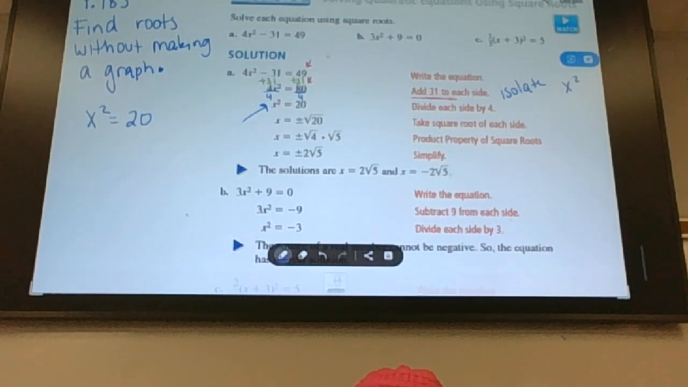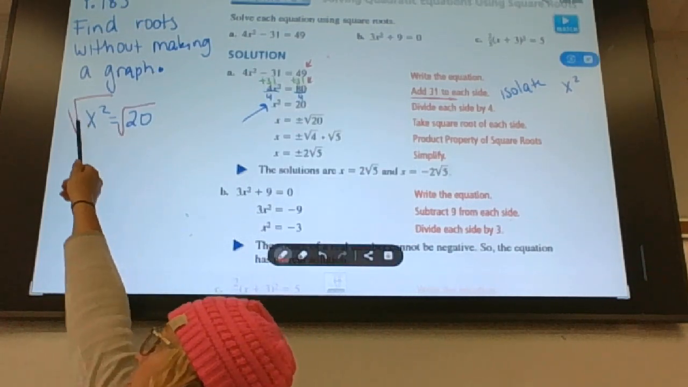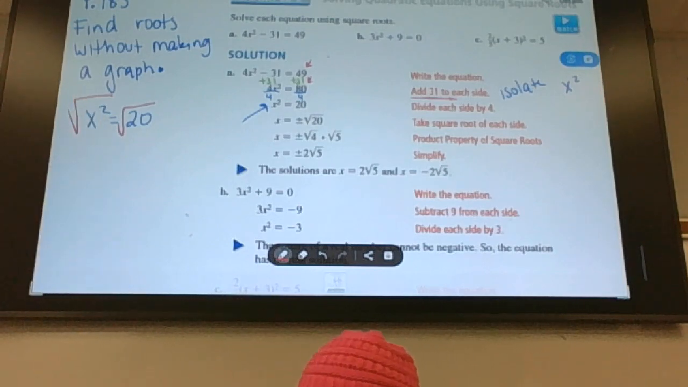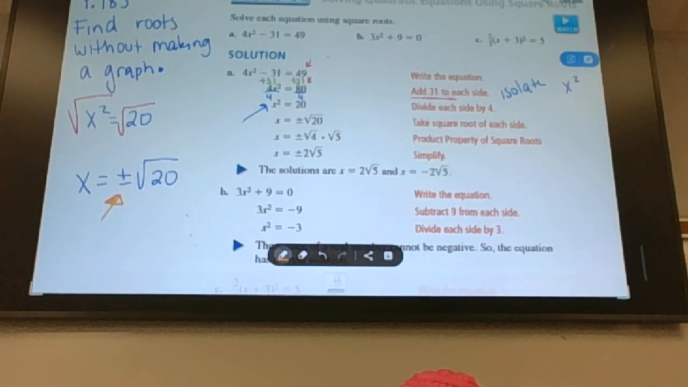Once you get to the x squared part, you take the square root of both sides. And a square root cancels out the exponent. And that's how they go from x squared to just x. So I want to make a big note in this margin. As soon as you square root, use plus or minus.